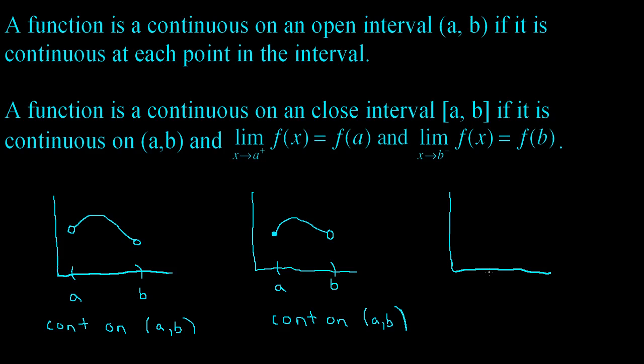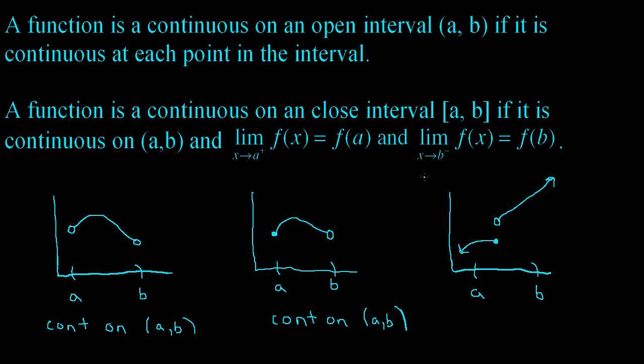Well, if we consider yet another one, here's an open interval AB, and maybe my function does something like this. Maybe there's a closed dot there and then an open circle here, and maybe this is linear from here on out. If I just look at this interval, now I know I've gone outside of the interval, but that's okay. I'm only interested in the interval. Well, we can see that we have a discontinuity here, so this is not continuous on the open interval AB.